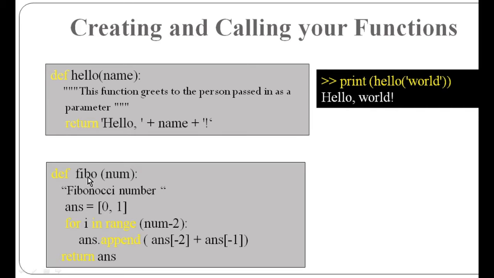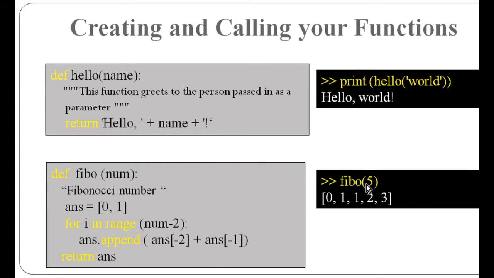Another example, this is printing a Fibonacci series. I have the name of the function as Fibo and the parameter is num. This is a function docstring and I have a list ans equal to 0, 1. Then I use a for loop to append the successive elements of the Fibonacci series, and then I am just returning ans. Ans is a list. How do we call it? I just call it using Fibo 5. So 5 will be passed on to this num, and it will be done as it is. So I have 5 elements in the Fibonacci series.